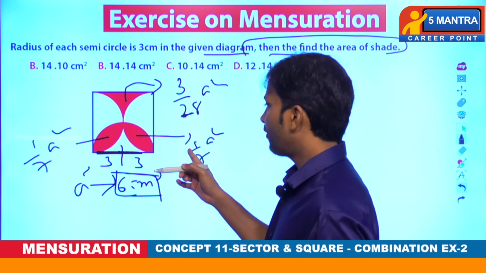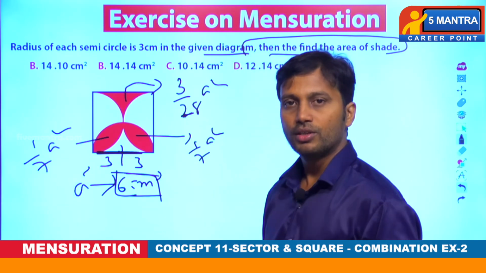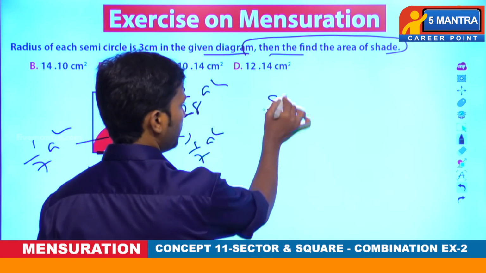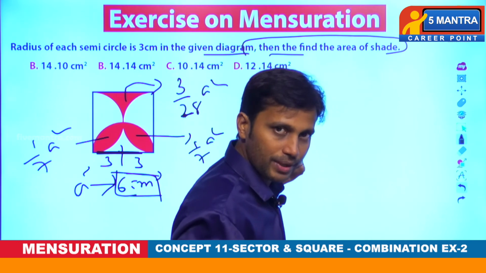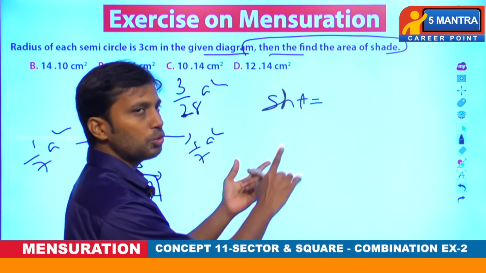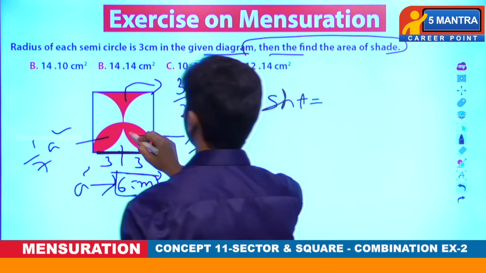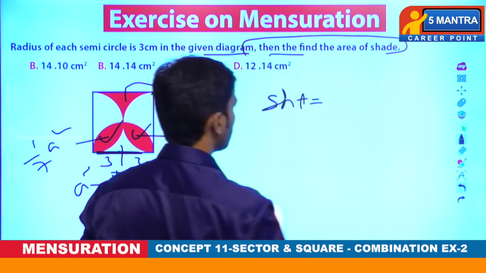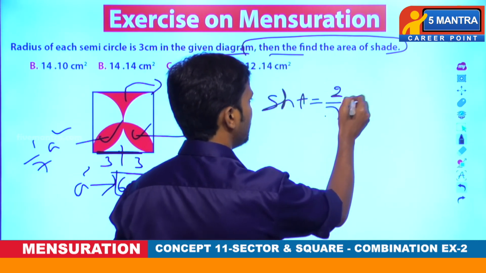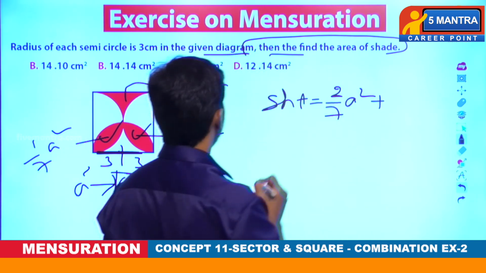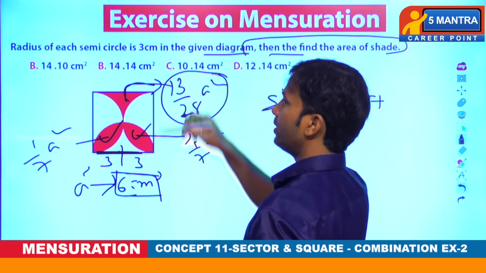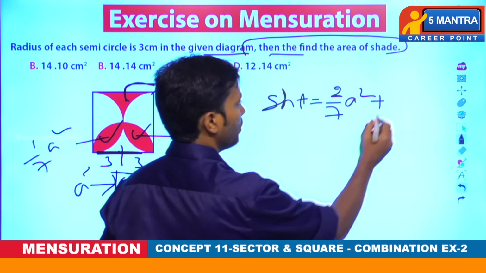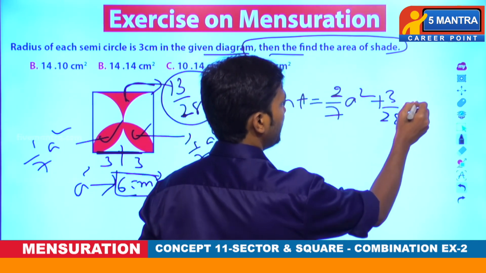So each flower petal carries 1 by 7 a square. So the total shaded area would be 2 times 1 by 7 a square, because 2 flower petals are there. So here 2 by 7 a square plus only 1 gap is there. That is occupying what area? 3 by 28 a square. So now this would be 3 by 28 a square.